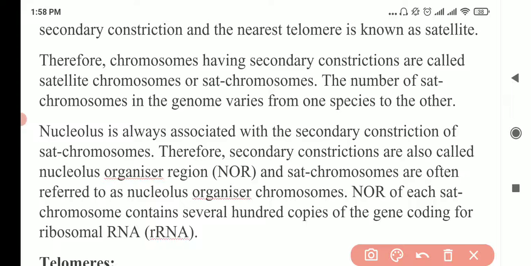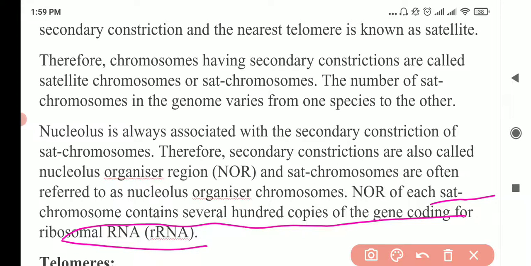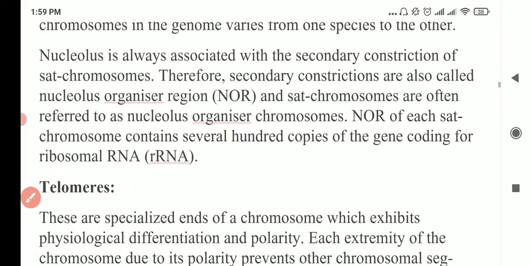And it does the work of organizing the nucleolus. So the secondary constrictions are known as the nucleolus organizer region, and satellite chromosomes are often referred to as nucleolus organizer chromosomes. The nucleolus organizer region of each satellite chromosome contains several hundred copies of the gene coding for ribosomal RNA. So this nucleolar organizer region means the satellite part; it has the genes that code for your rRNA. This is your NEET or your entrance question. Okay, fine. Let's go to the next.